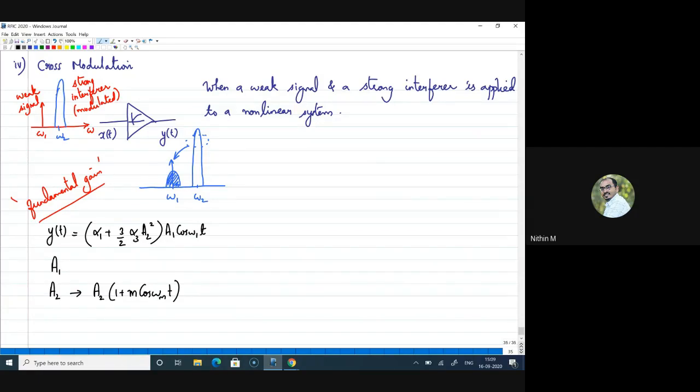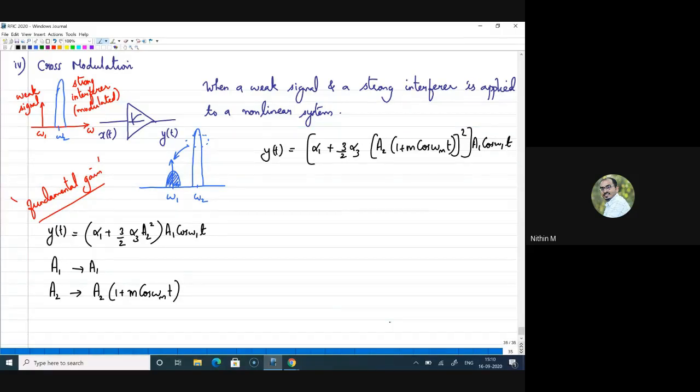Now this is what is going into the system. So you have A1 and A2. A1 is a pure tone, and A2 is a modulated signal. Now if you do the mathematics here, I can write y of t as alpha 1 plus 3 by 2 alpha 3, in place of A2 I will write A2 into 1 plus m cos omega mt, and this is squared, right? And this entire term is multiplied with A1 cos omega 1t, right?